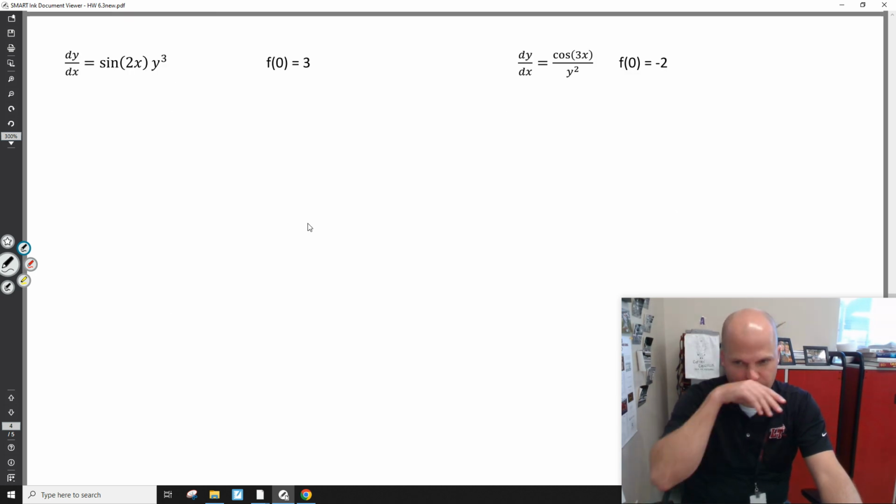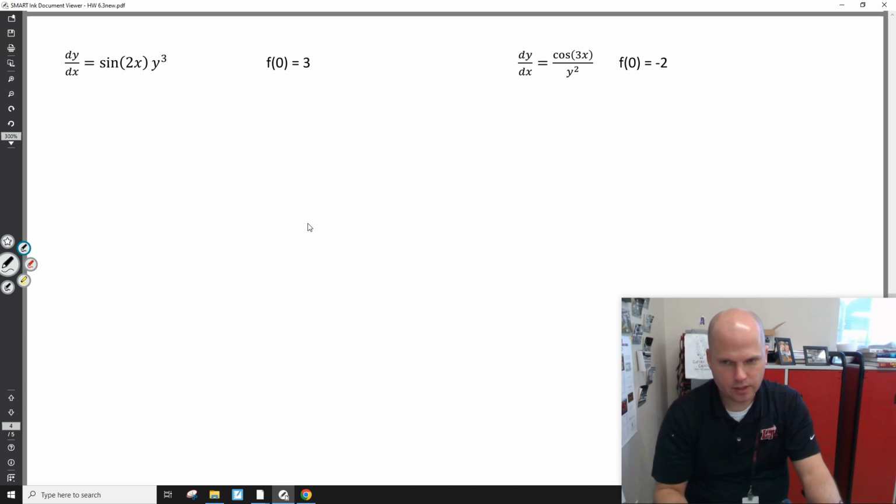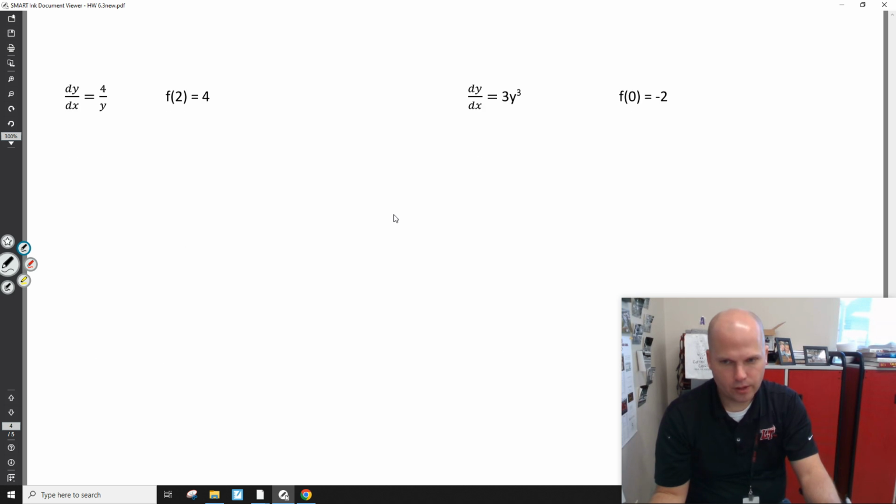I don't have any x's in the denominator. I kind of wish I did, but we don't. It'll be okay. Next class, we're going to see x's in denominators. I'm going to throw another one in here.